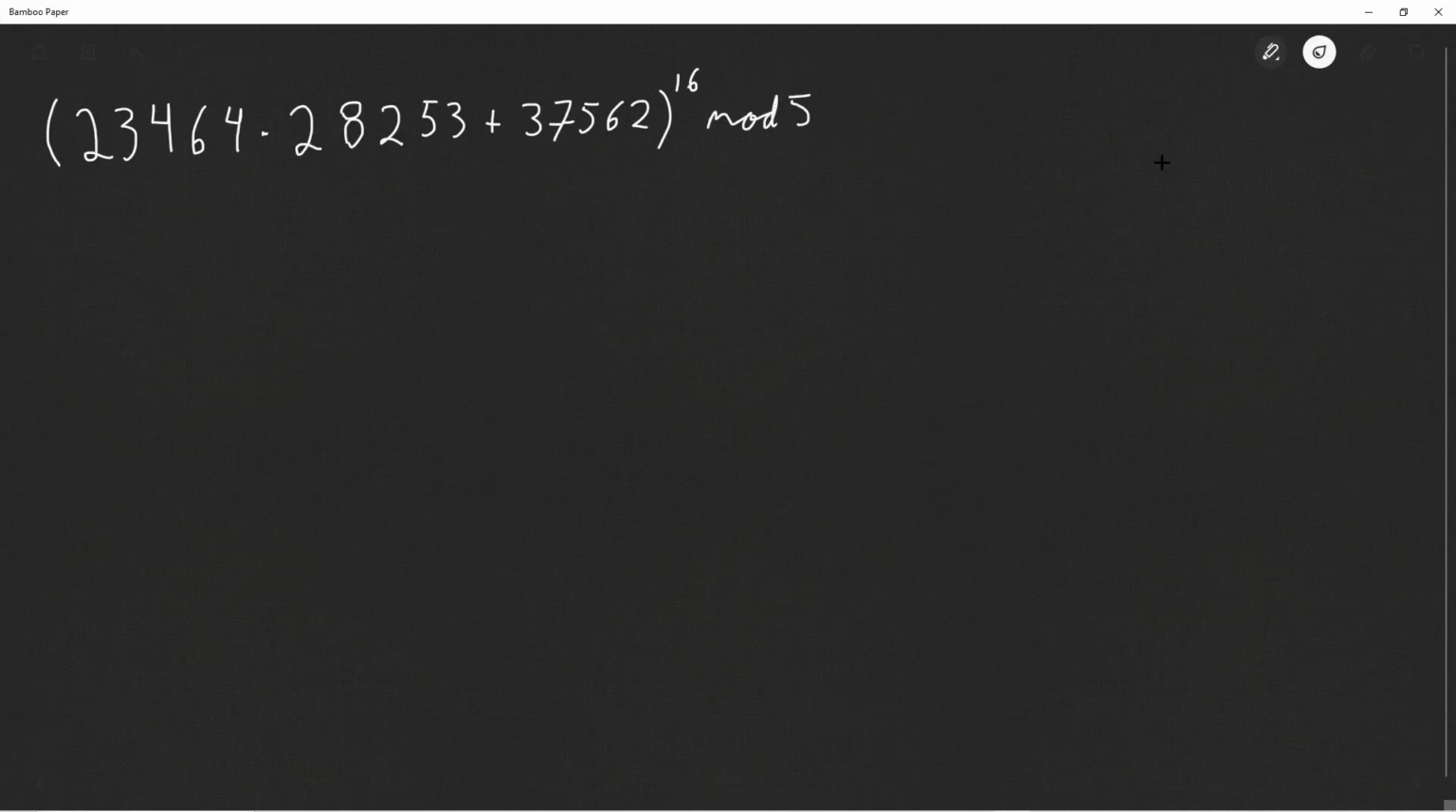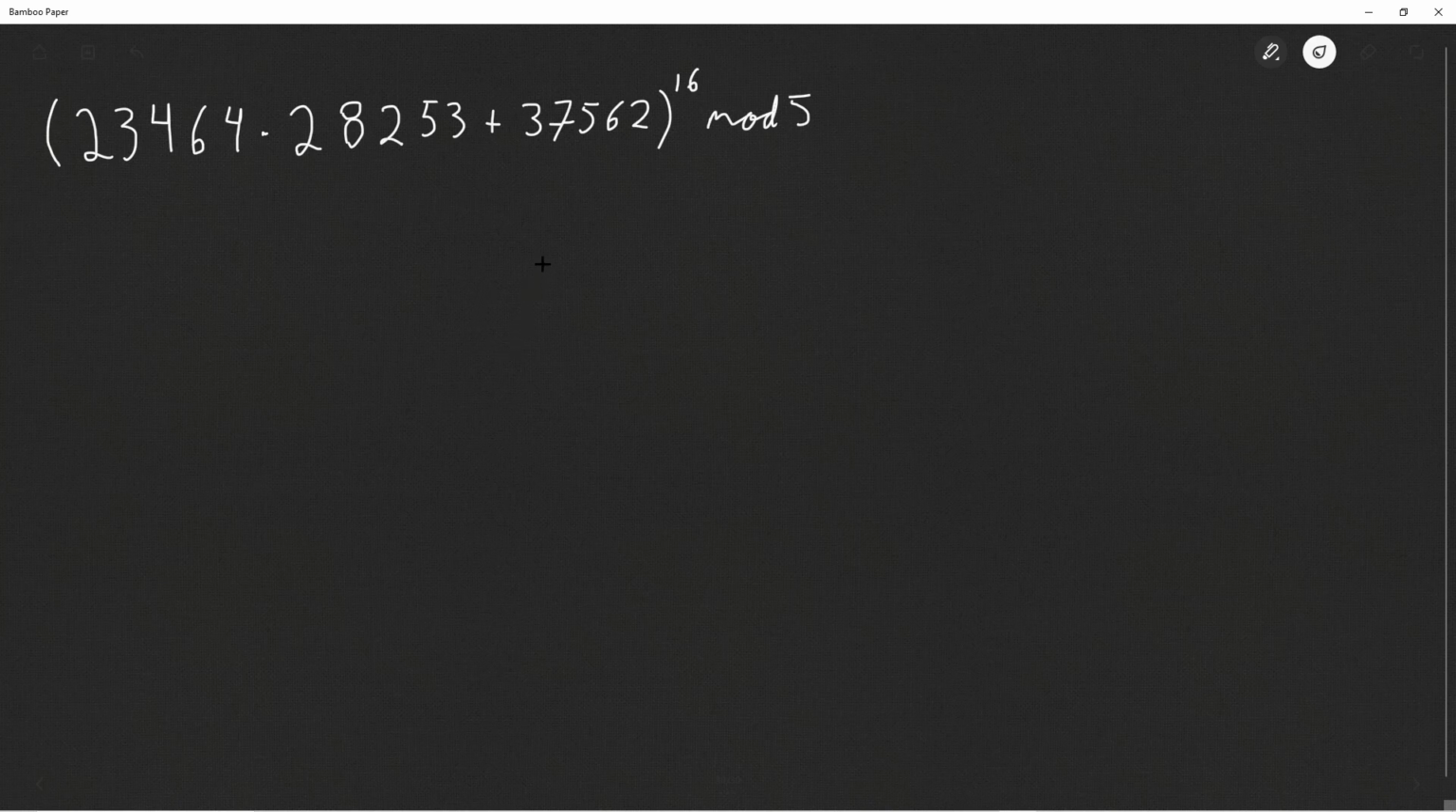Okay, so today we're going to be going over how to find an expression mod a small number. We have 23,464 multiplied by 28,253 plus 37,562 all to the power of 16 modulo 5.